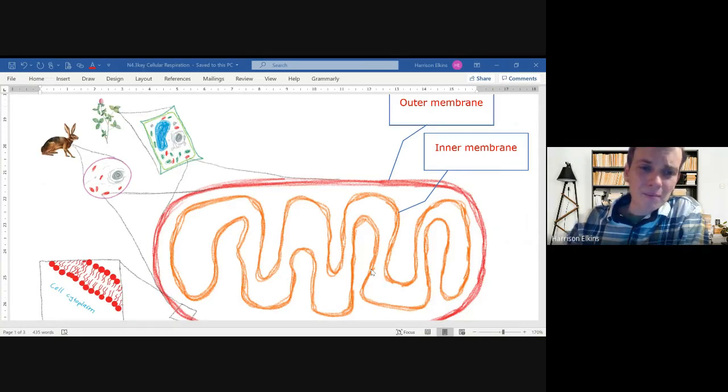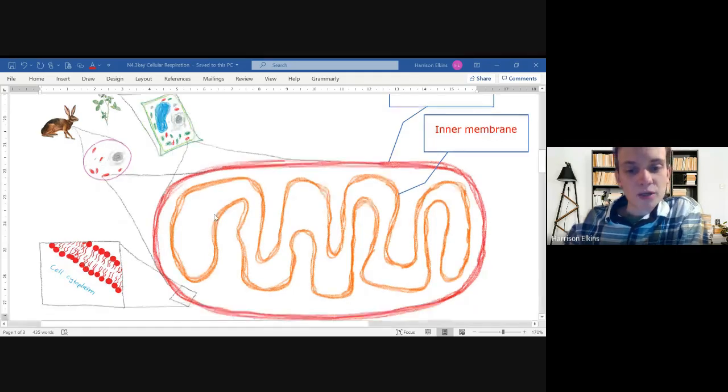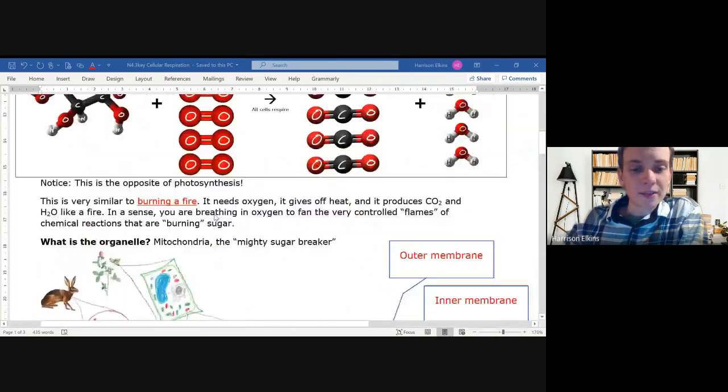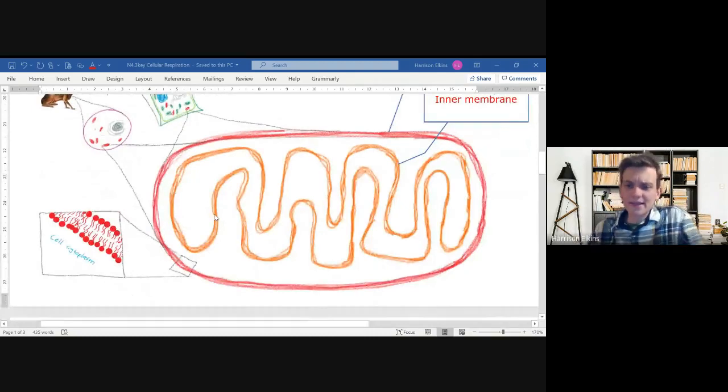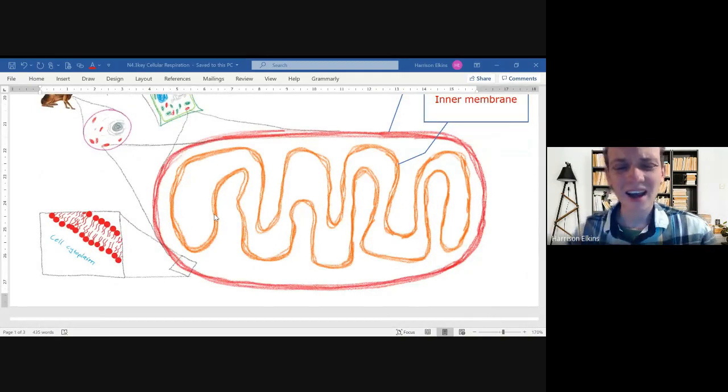So this is what a mitochondria looks like, or mitochondrion is technically the singular word, but I usually call it mitochondria. So what is the process of cellular respiration, and how does that actually break down the sugar? So let's look at that.